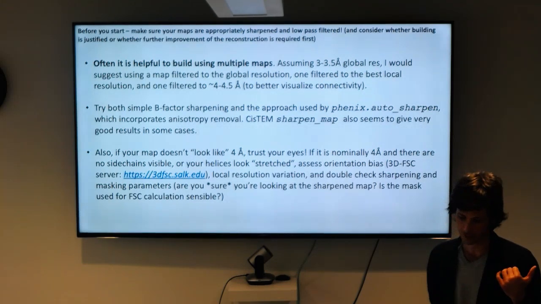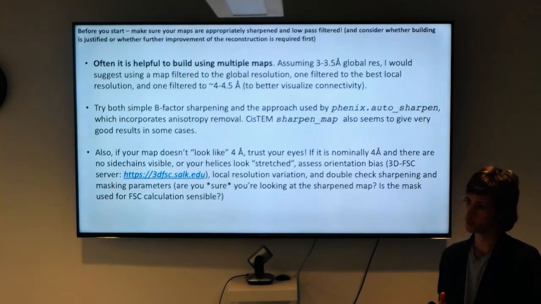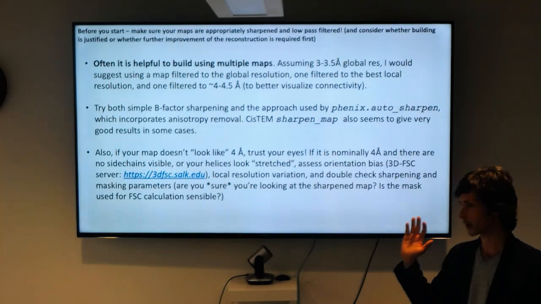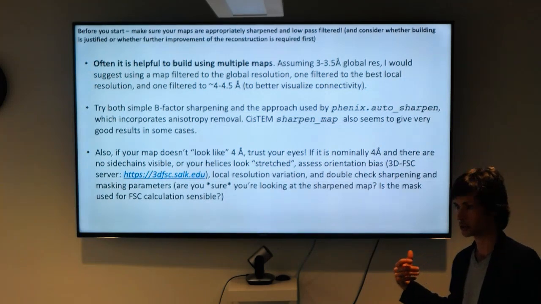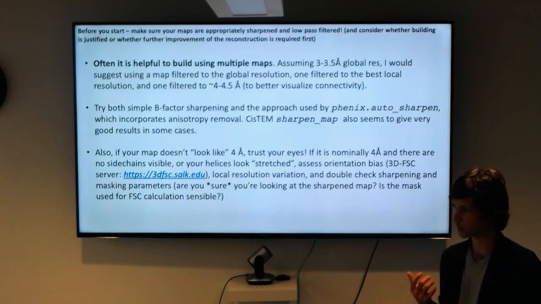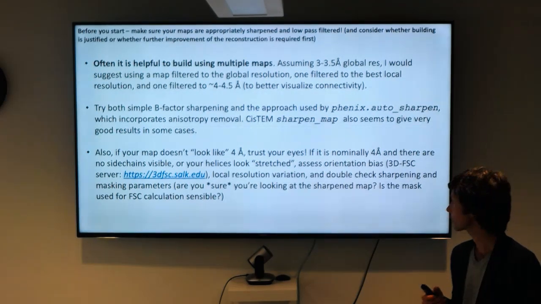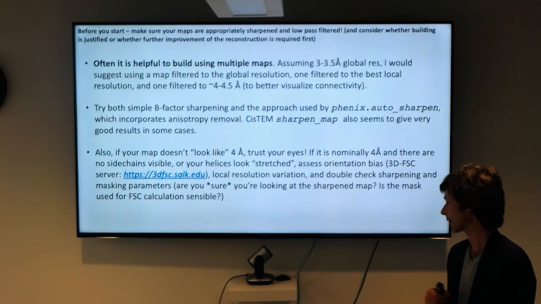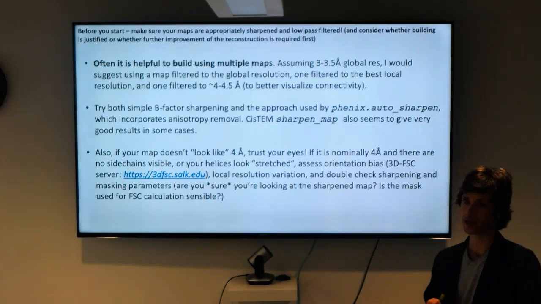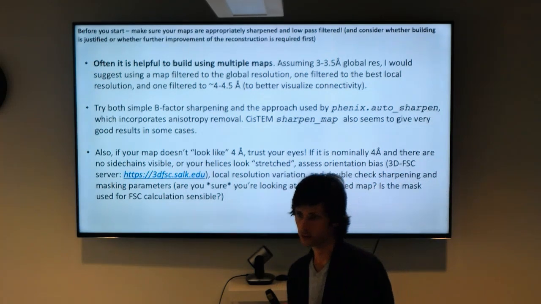So for example, if you have preferred orientations of your particles, you can have a map that will look very stretched and will be nominally a very high resolution in one direction but poor in the other direction. And I would always analyze that using a 3D FSC approach. There's a server from Dmitry Lyumkis at Salk, which is great for that. Also analyze your local resolution variation, so you know what level of information you have in different regions of the map. And double check the mask that you're using. You should always know what mask you're using for FSC calculation as well.